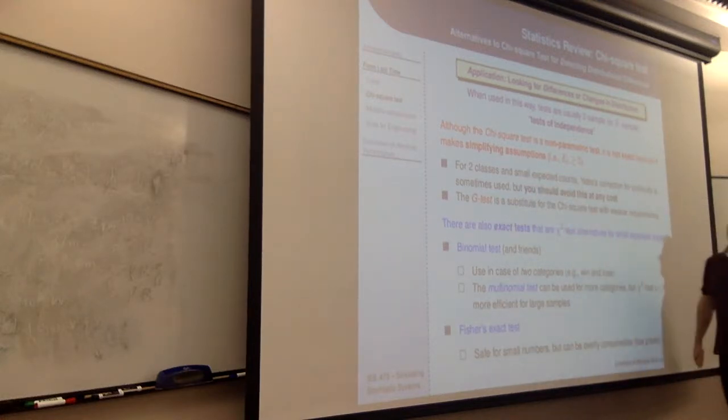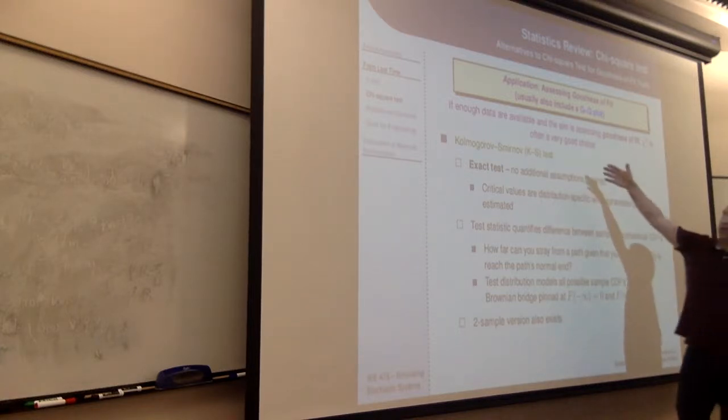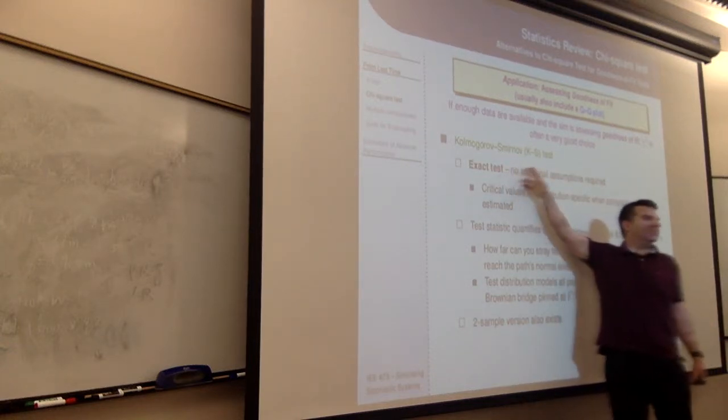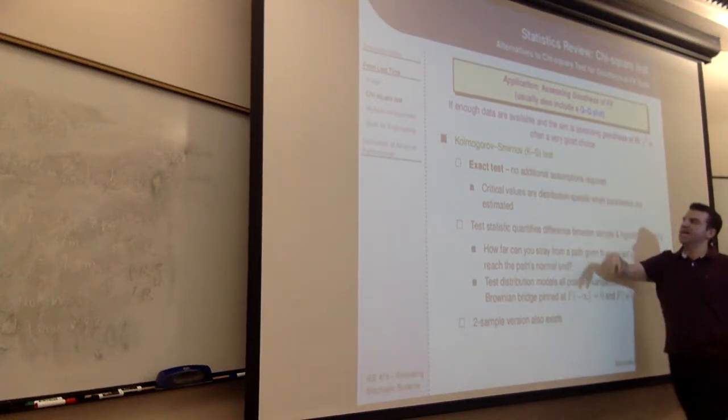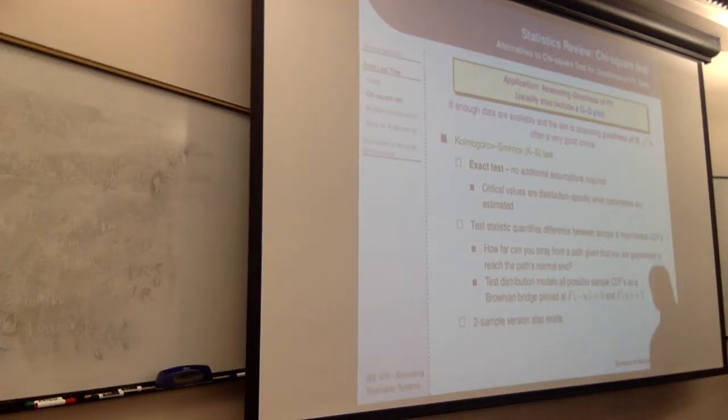Now, what we've seen the chi-squared being used for is the goodness of fit test. And in that case, the expected number of counts has got to be greater than or equal to 5. When it's not, we can use the Kolmogorov-Smirnov test, which is an exact test because it makes no additional assumptions. The critical values become a little hairy when you start estimating parameters. So that's one reason why the KS test isn't a great one to use.